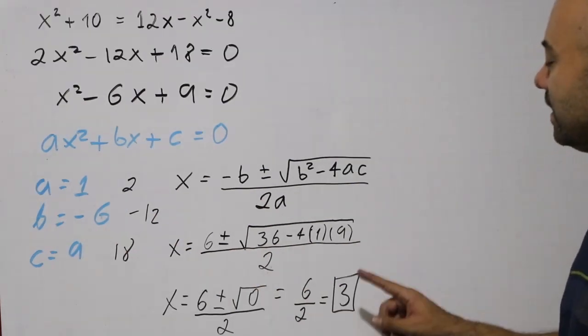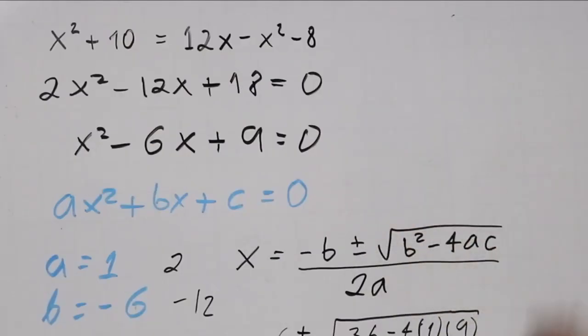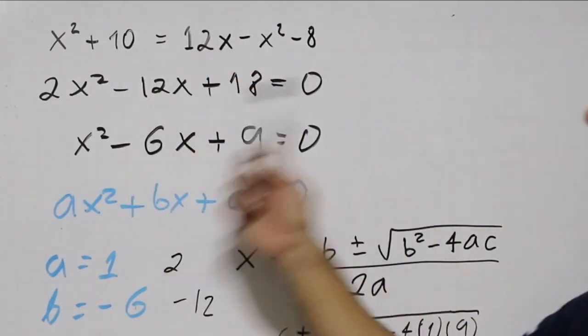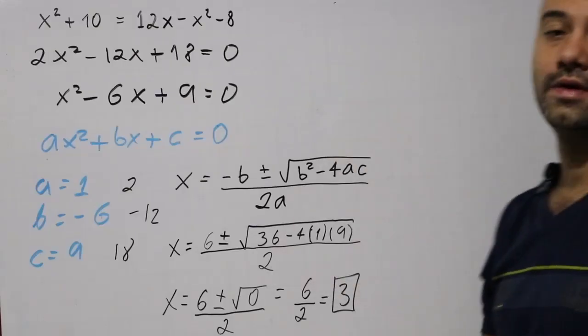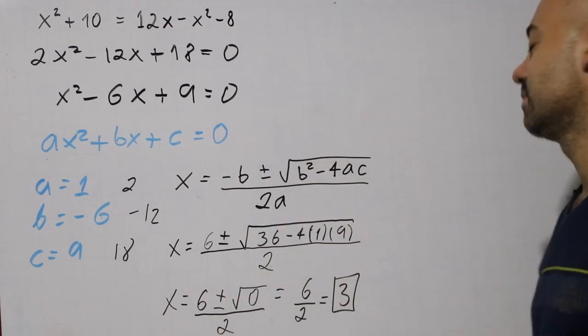Finally, remember that 3 is the zero, or the root, or the solution of the equation. That means that if you replace x in any of these equations by 3, you're going to get 0, or at least in these two equations you're going to get 0. In this equation, you're going to get the same number on both sides. That number is actually 19. Any other number will give us different answers on each side of the equation, so it would be wrong.